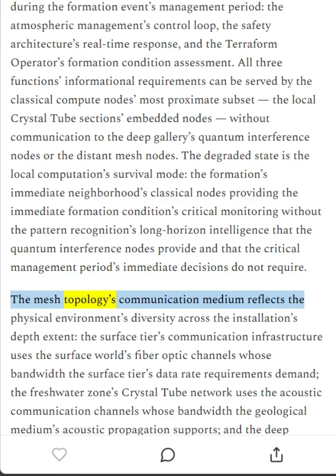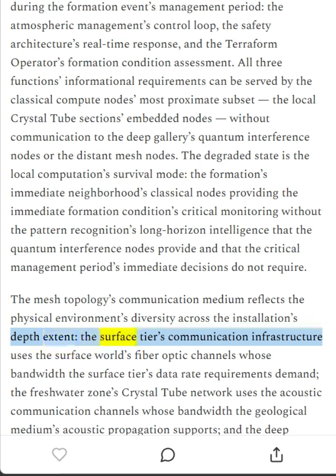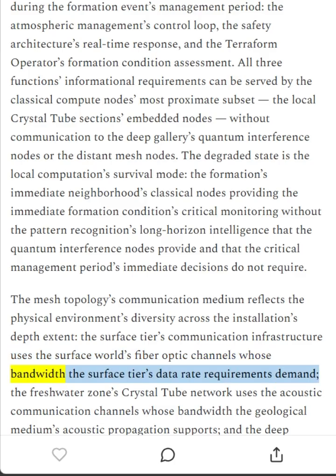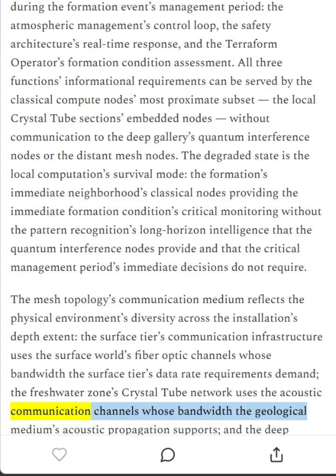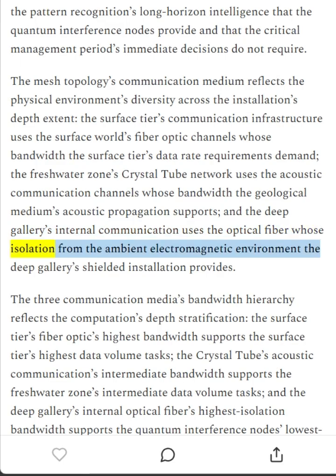The mesh topology's communication medium reflects the physical environment's diversity across the installation's depth extent. The surface tier's communication infrastructure uses the surface world's fiber optic channels whose bandwidth the surface tier's data rate requirements demand. The freshwater zone's crystal tube network uses the acoustic communication channels whose bandwidth the geological medium's acoustic propagation supports, and the deep gallery's internal communication uses the optical fiber whose isolation from the ambient electromagnetic environment the deep gallery's shielded installation provides.